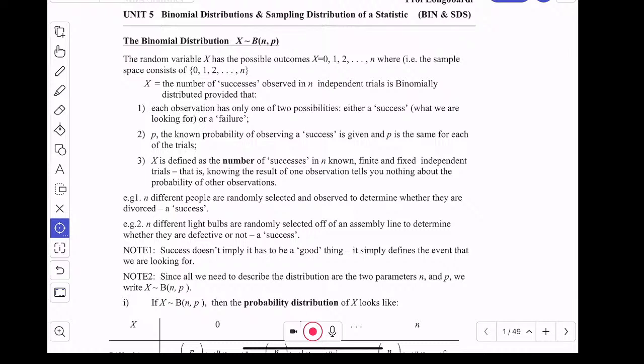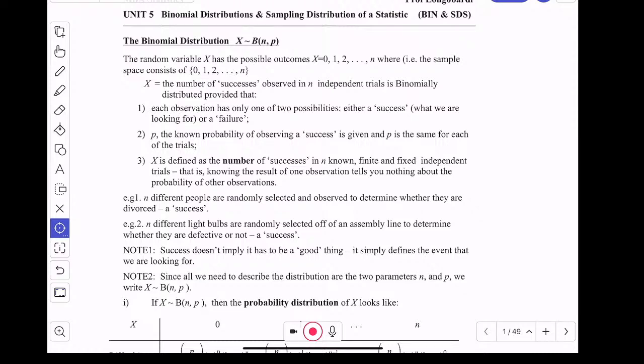So even though we're looking for defective, and even in the first one we're looking for people who are divorced, we still call it a success. It's not a normative term. We're not judging people. We're just using the term success to identify what we're looking for.